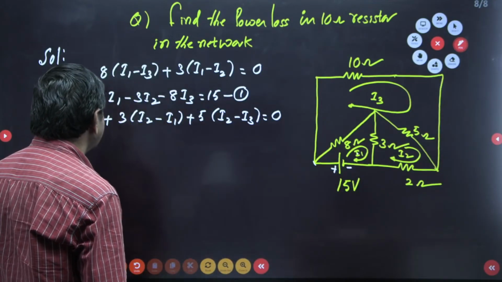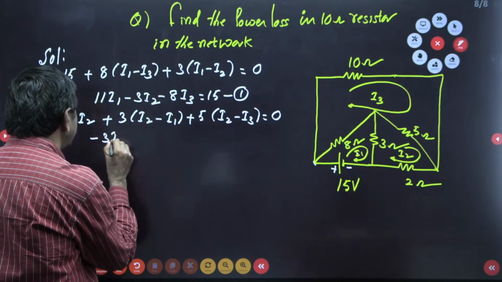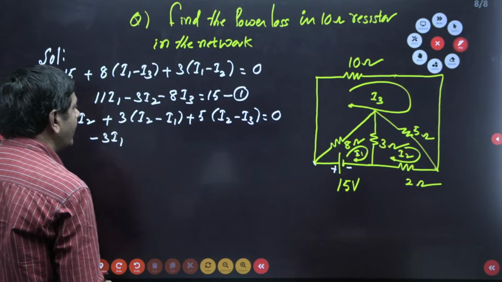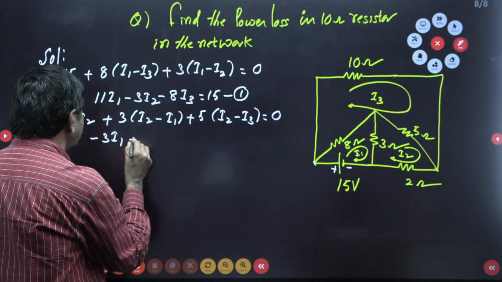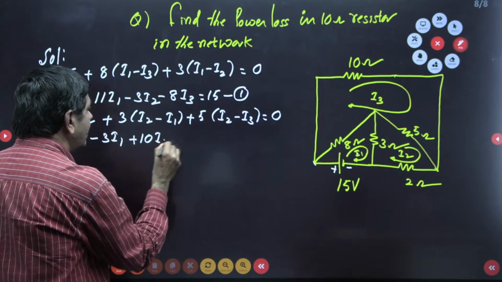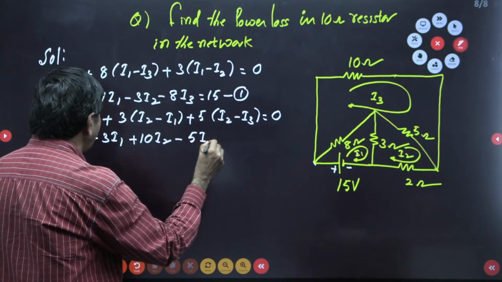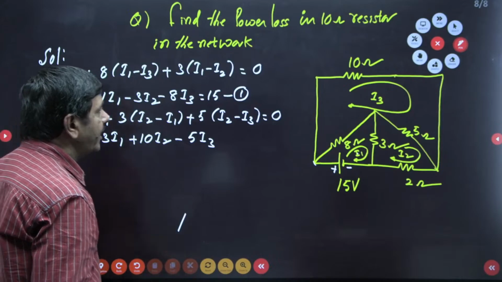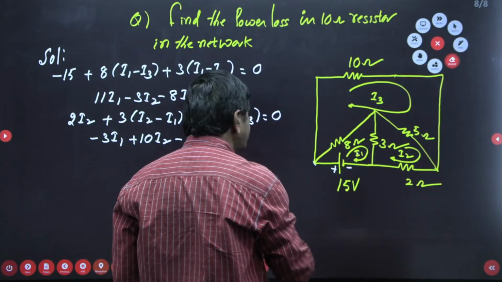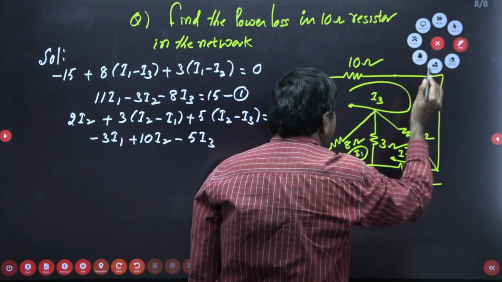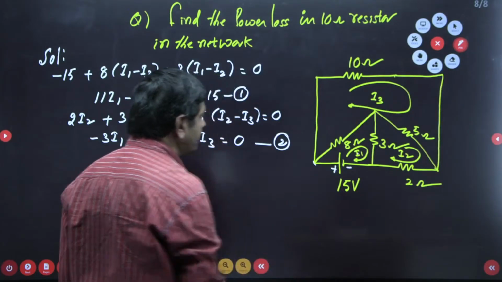We can simplify this. What I1 do we get? Minus 3 I1. What about I2? 5 I2 plus 3 I2 is 8 I2, plus 2 is 10 I2. What about I3? Minus 5 I3. Do we have any constant? We don't have any constant, so it is equal to 0. I select this as equation number 2.